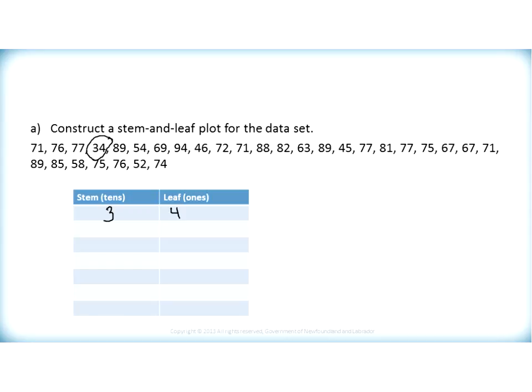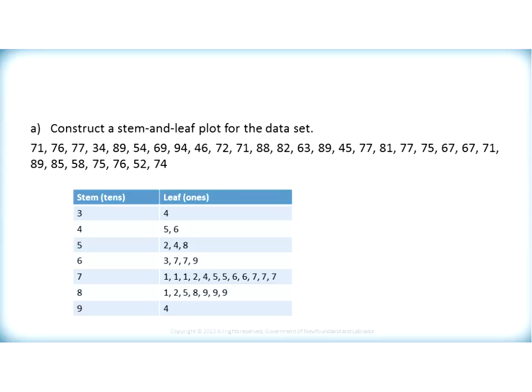So we can continue that trend, and when we do, I've got the completed stem and leaf plot done here. It includes all the numbers. This is my stem and leaf plot. So we have 34, 45, 46, 52, 54, 58, and so on and so forth. You'll notice that the 70s are the most common numbers. We have 71, 71, 71, 72, 74, 75, 75, 76, 76, 77, 77, and 77.